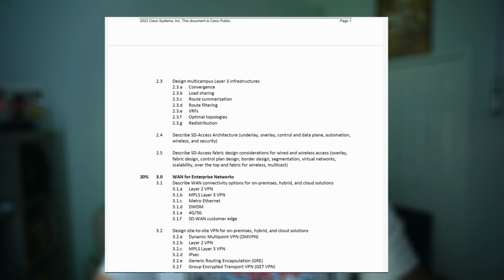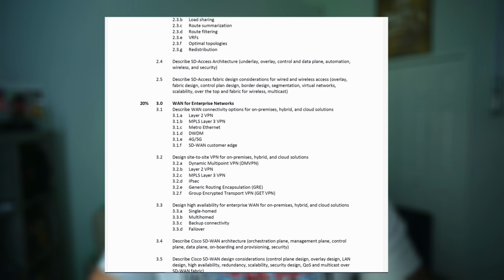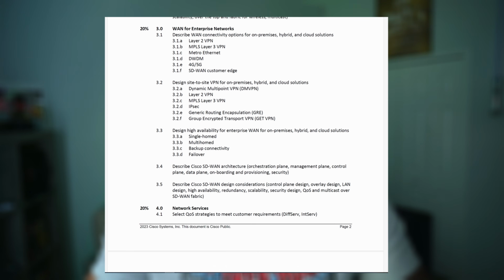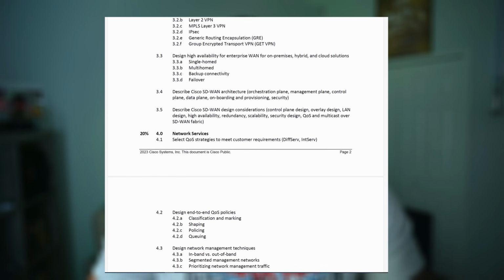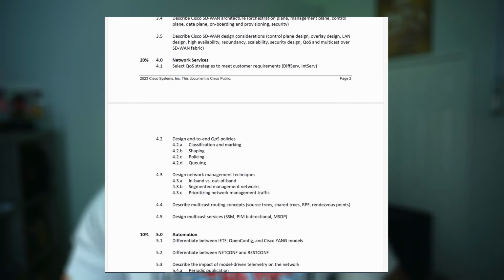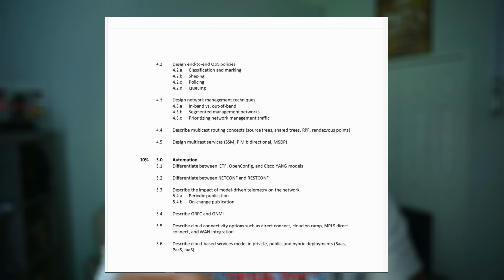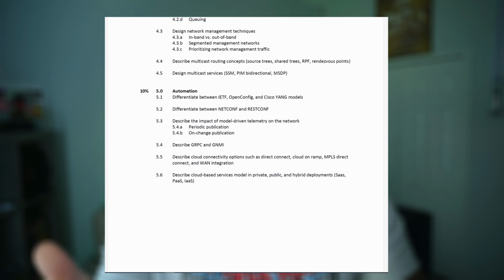So let's say, WAN for enterprise networks, it was 20% on the exam objectives, and I'd say it was pretty accurate in terms of my actual testing experience overall. Now, I know that these exam objectives do seem broad, and generally it makes you think that you might not have to go as in-depth in terms of your studies, but I would recommend at least going 1 to 2 layers deeper than what you think.